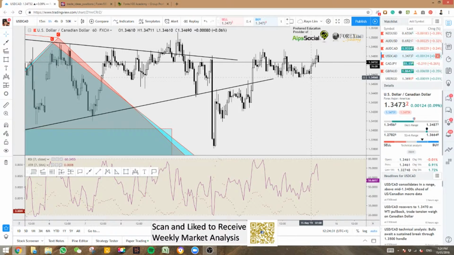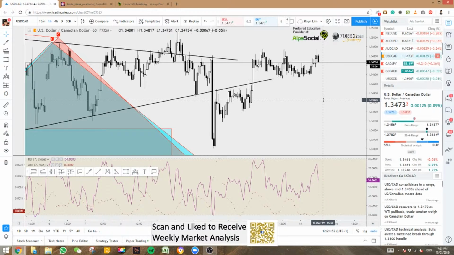First target 1.3456. Alright, this is something I'm eyeing. Dollar CAD, a very great reward to risk opportunity. You see the 1 hour chart. Let's see how it goes.